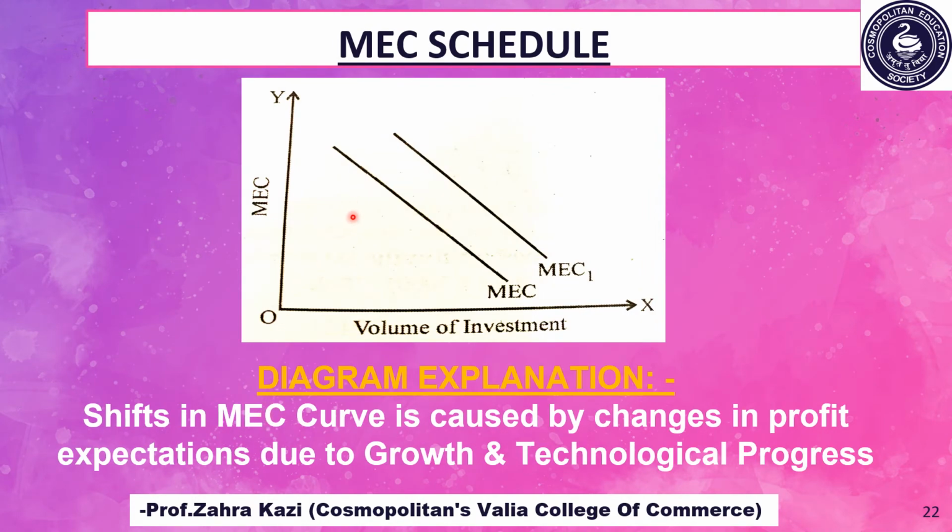This diagram here shows the shifts in the MEC curve. As you can see, the initial MEC curve is sloping downwards from left to right. The new MEC curve has shifted upwards from MEC to MEC1. This shift in the MEC curve is caused due to changes in profit expectations because of growth and technological progress.